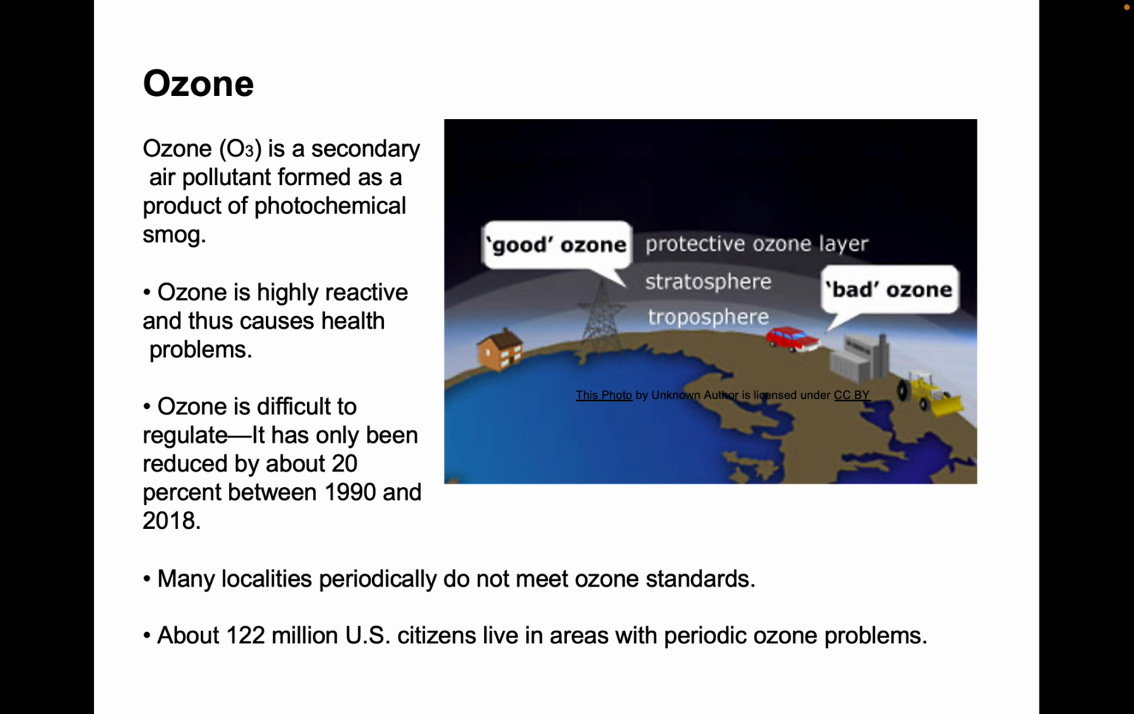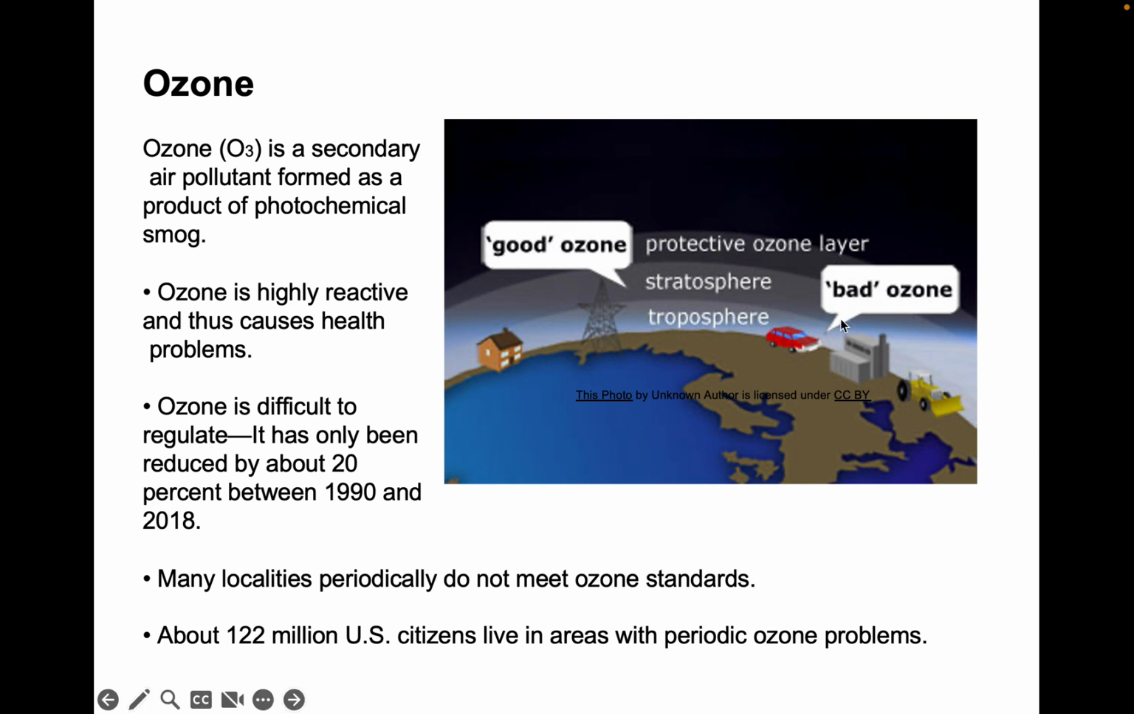All right, ozone. Ozone, or O3, is a secondary air pollutant formed as a product of photochemical smog. Ozone is highly reactive and causes health problems as a result. Ozone is difficult to regulate, and it's only been reduced by about 20% since 1990. Many localities periodically do not meet ozone standards, and about 122 million U.S. citizens live in areas with periodic ozone problems.